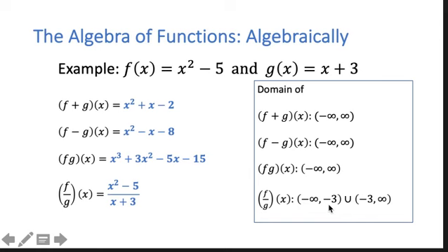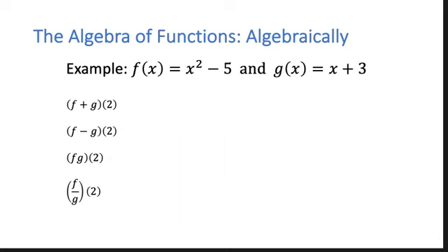Okay, now we've talked about these functions theoretically. We've talked about the domain of them. Now what I want you to do is use these functions to find specific function values. So what's the value of f plus g of 2? f minus g of 2, f times g, and f divided by g?